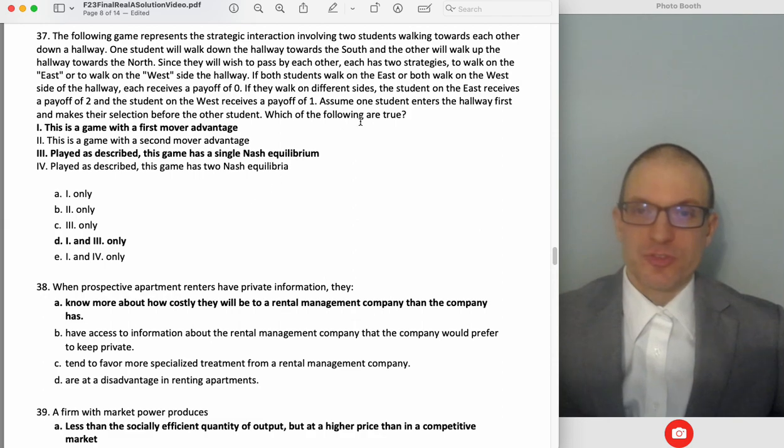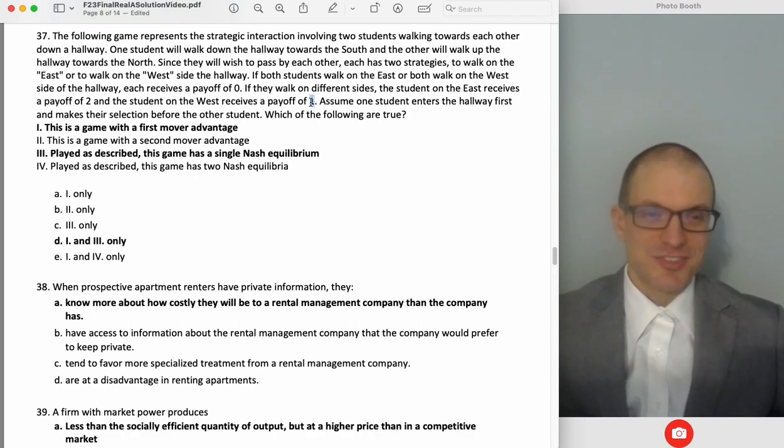The following game represents strategic interaction of two students walking towards each other down a hallway. One student walks towards the south, the other will walk up towards the north. Since they'll pass by each other, each has two strategies, walk on the east or walk on the west. If both walk on the east or both walk on the west, each receives a payoff of 0. If they walk on different sides, the student on the east receives a payoff of 2 and the student on the west receives a payoff of 1.